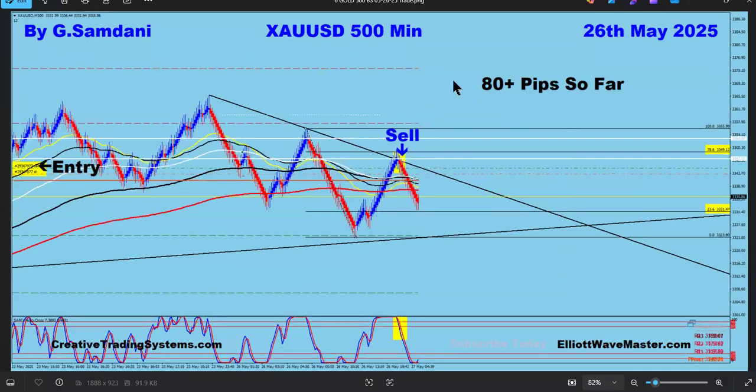This one, by the way, at the end, I'm going to show the gold current setup for the next week. So hang on there and finish the video. At the end, you will see my setup for gold for the next week.